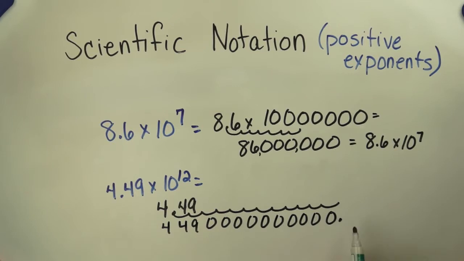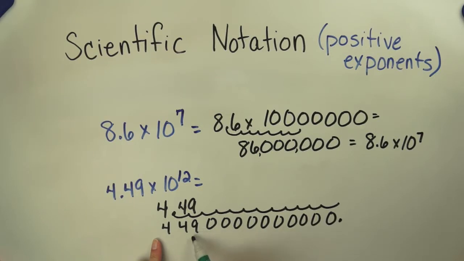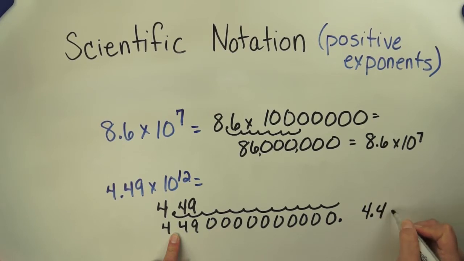To go back to scientific notation, I'm simply going to count 1, 2, 3, 4, 5, 6, 7, 8, 9, 10, 11, 12. I move 12 places for 4.49 times 10 to the 12th. Okay, so you can go back and forth in scientific notation using those positive exponents. And that's the end of our lesson on scientific notation.